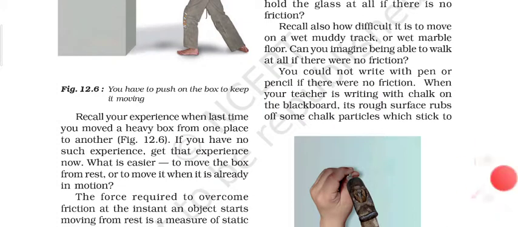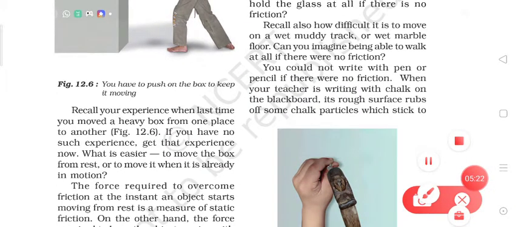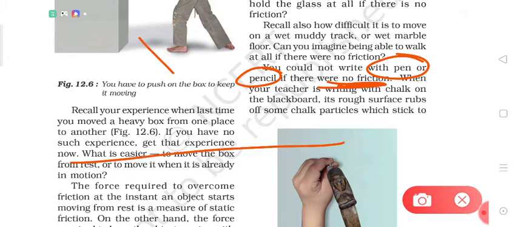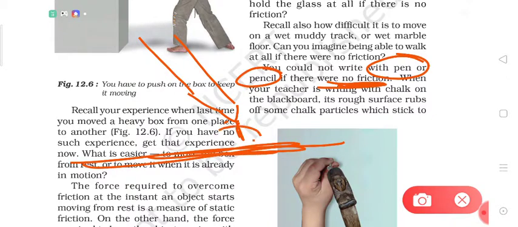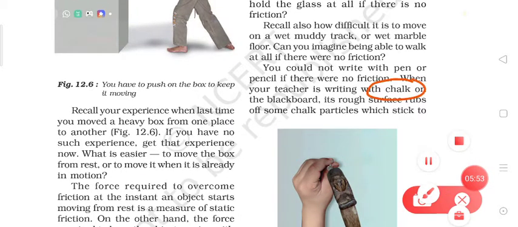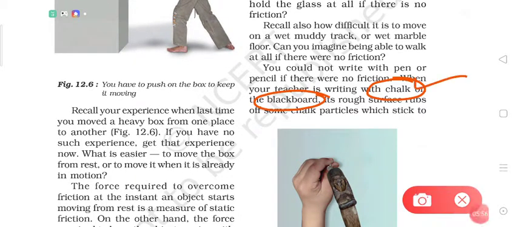Okay, there are certain more advantages of friction. For example, you can write with the help of a pen or pencil on a paper because of friction. Suppose this is the pen, and this is the paper. If there is friction, you are able to write. But if there is no friction, you are not able to write. So the friction between the pen and paper is very much required for proper writing. In the same way, you have seen that a teacher writes on a blackboard with the help of a chalk.